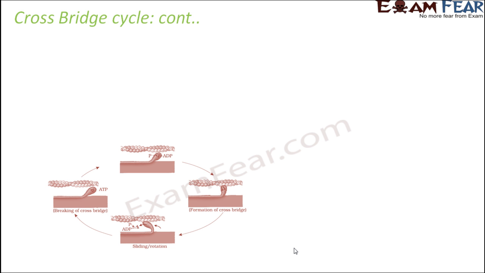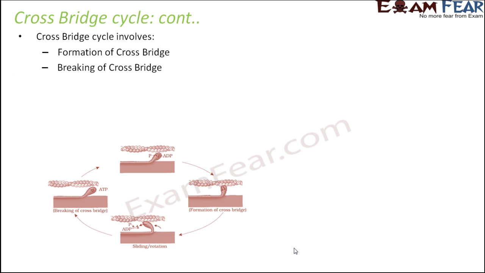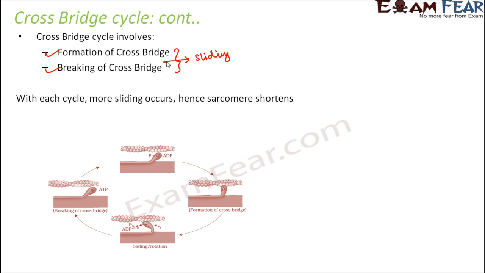So if the calcium ions are taken back from the sarcoplasm into the sarcoplasmic reticulum, in this case this process will also stop, because again the troponin will be there to mask the active binding site. So there will be no bond between actin and myosin. Right? So the cross bridge cycle involves two things: formation of cross bridge and breaking of cross bridge. And in between these two, there is a step where sliding occurs, and this sliding results in the contraction.